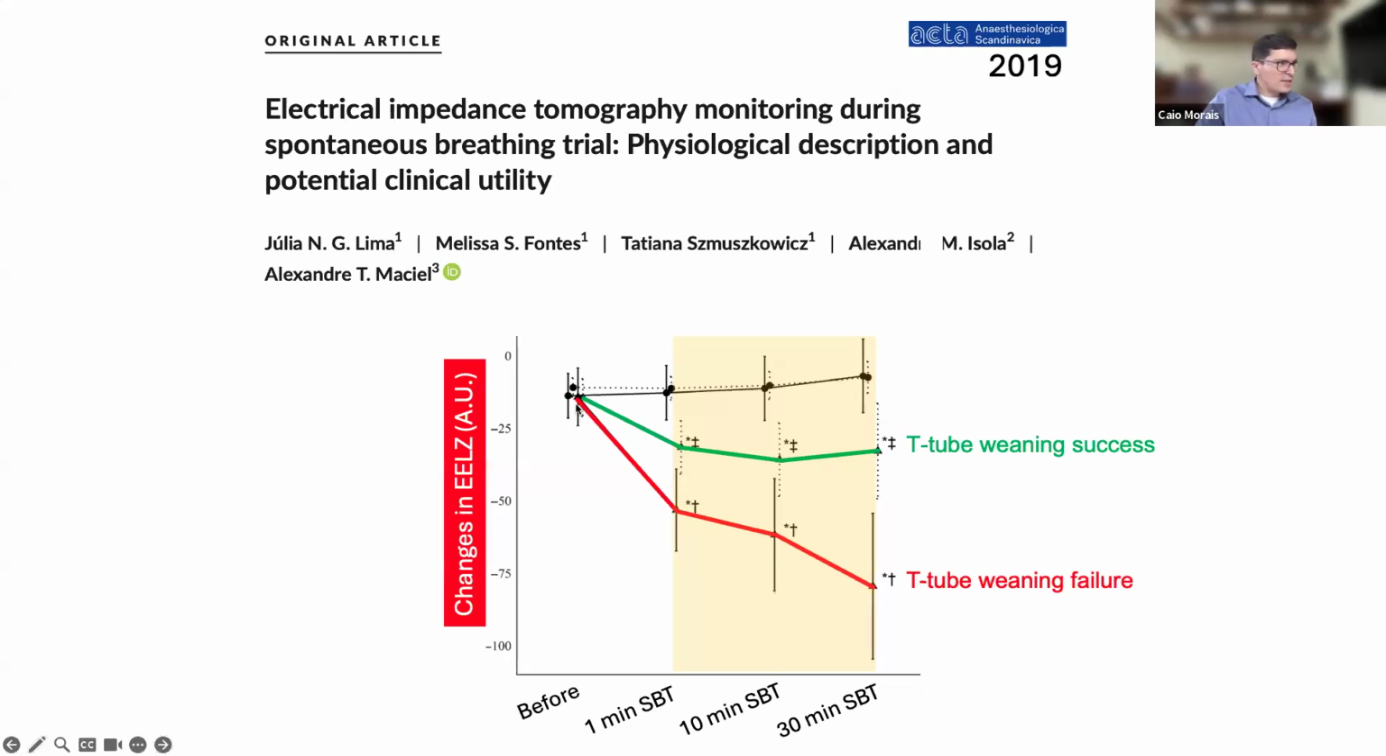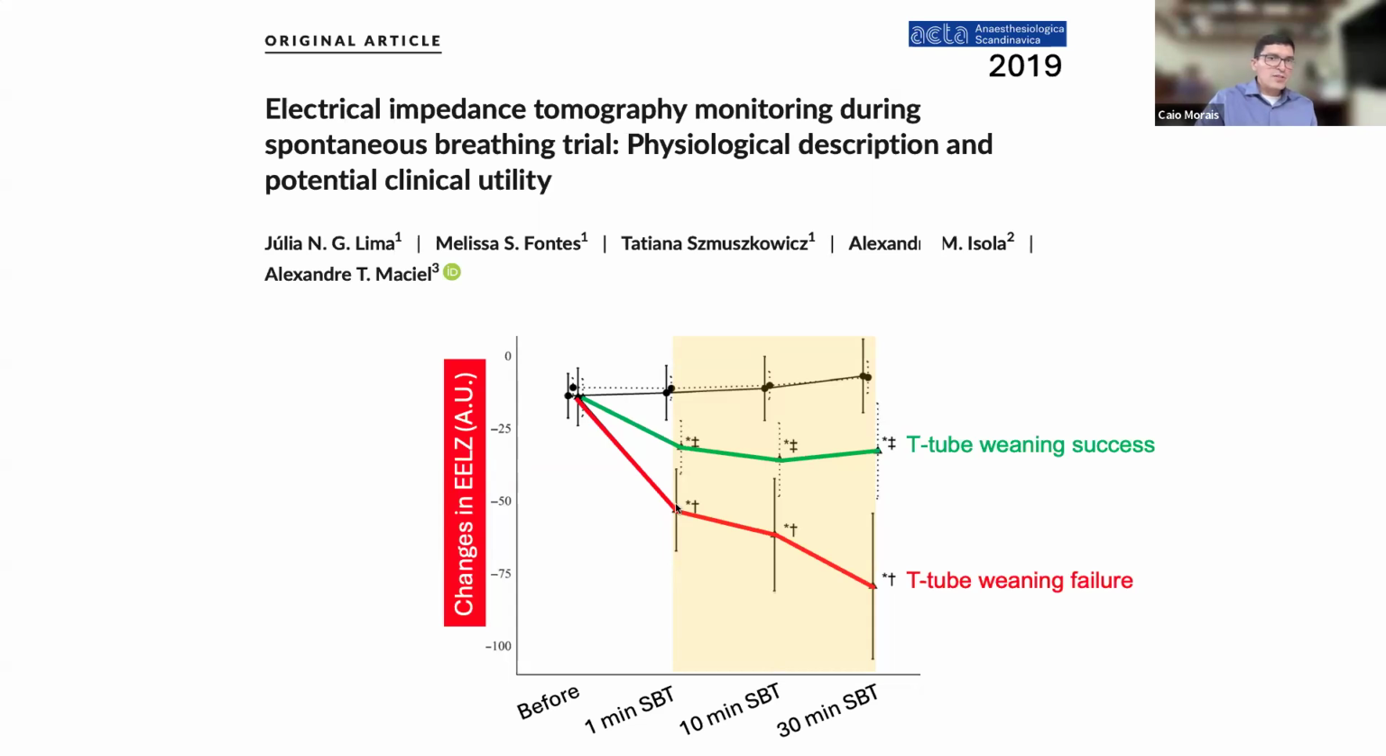Here we can see that from the disconnection of the ventilation to the first minute of the T-tube SBT, we can see a drop in the end expiratory lung volume. But this drop is not that important. And why? This first drop is not important because the drop depends on the respiratory system compliance. If we have a patient with higher compliance and another patient with lower compliance, the patient with higher compliance, for the same expiratory driving pressure, will show a higher reduction in end expiratory lung volume.